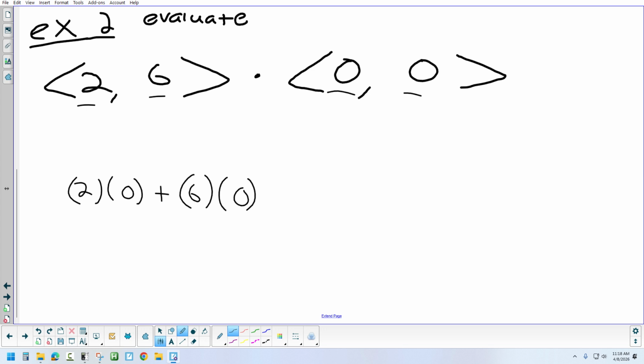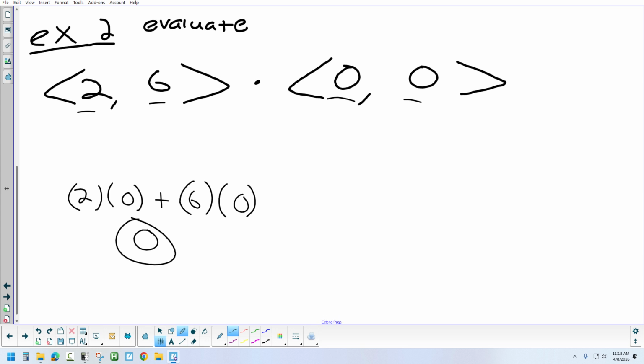So when we do a dot product, the answer is a vector? No. So it's just 0. It's just a number, yeah. So when you do the dot product here, you just get the number 0. Okay. Any question on that one?